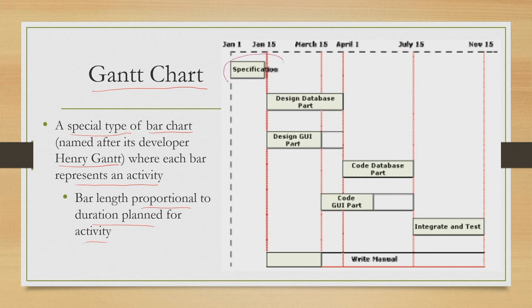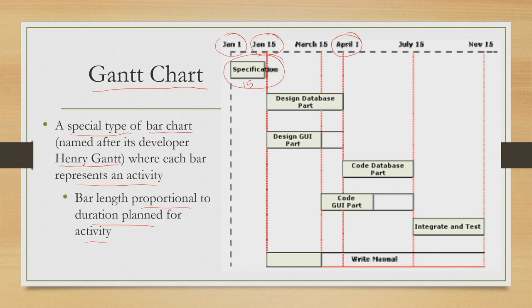So, as you can see, specification is shown in the form of a horizontal bar, and on top you can see the dates are mentioned. Let me repeat it again. In this example, the specification task is represented with this horizontal bar. It is to be completed between January 1 and January 15, so 15 days of time is given. Now, you know how we get this time in the activity network. So, we can schedule it in this way.